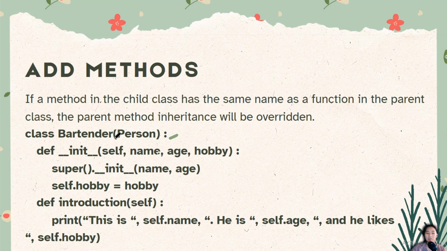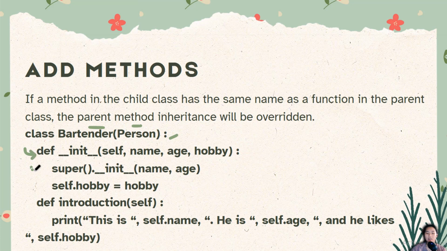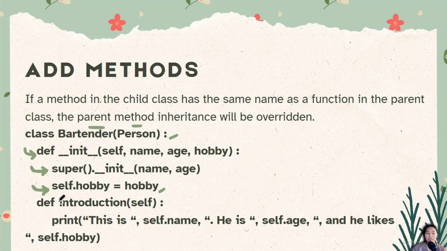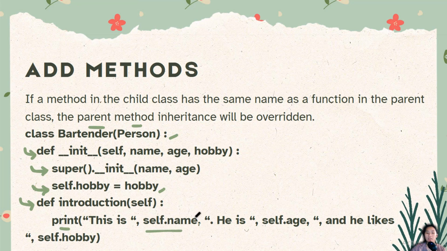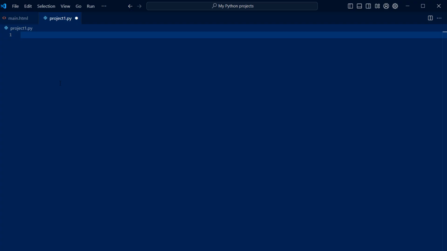Class bartender, person: bartender is the child, person is the parent. The init function of bartender, and then call upon the parent init function. Here I have a new property, self hobby. So hobby is our new property. And then we have another function which will handle the printing format. Print, this is name, so whatever name we passed in for bartender, age, and hobby. Okay, so let's move on with the parent class.